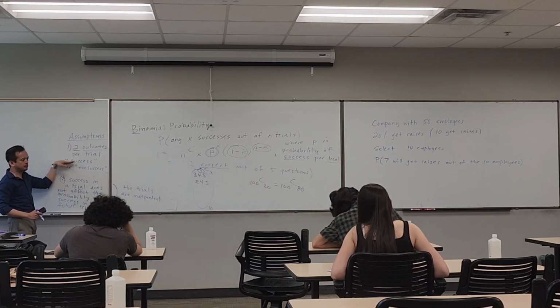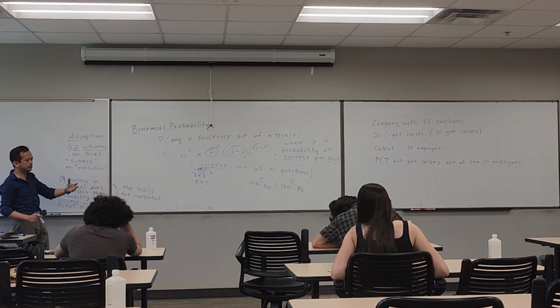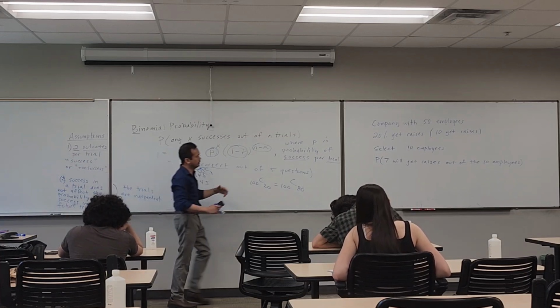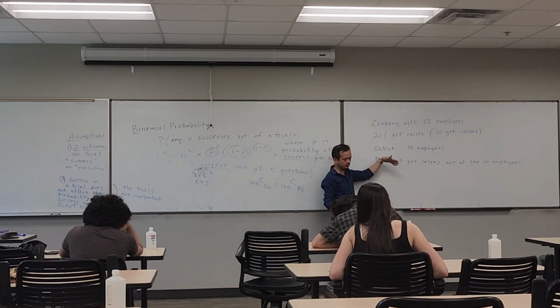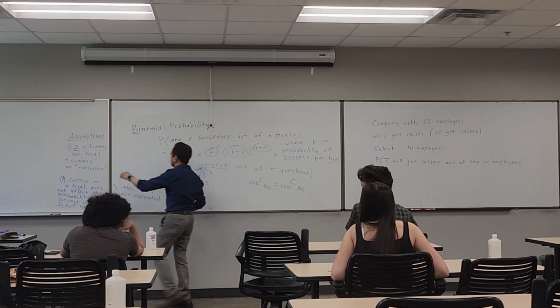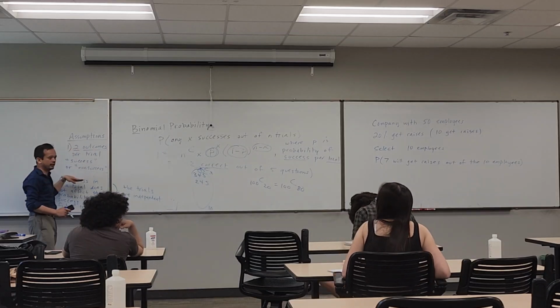So are there two outcomes per trial? For each employee, are there two outcomes? Yeah. Either success or non-success. Yeah, so either they get a raise or they don't get a raise. So that would be a success or a non-success. So the first assumption is actually met. And so now let's test the second assumption.